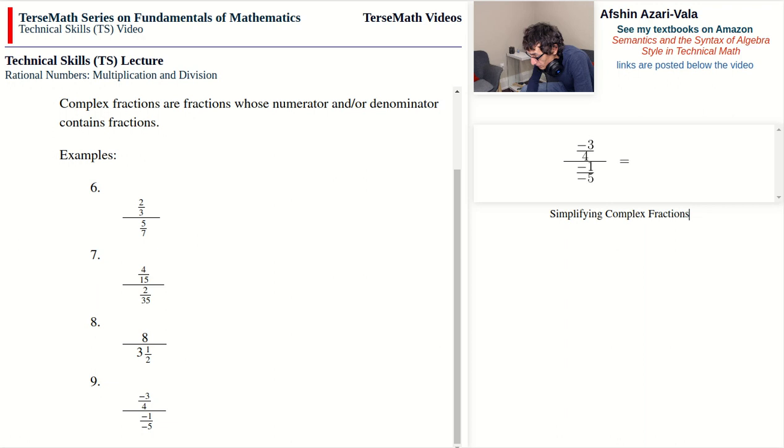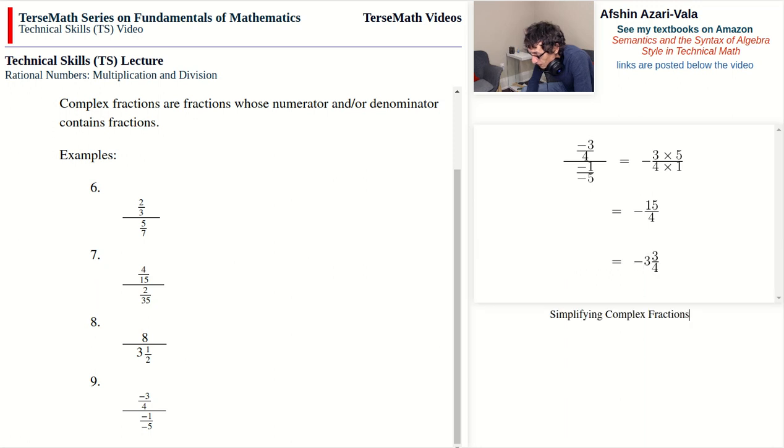Let's take care of the sign, and then we ignore the sign. Now we multiply 3 and 5, that goes on top, and we multiply 4 and 1, and that goes down, and so we end up with -15/4, which changes into -3 and 3/4.